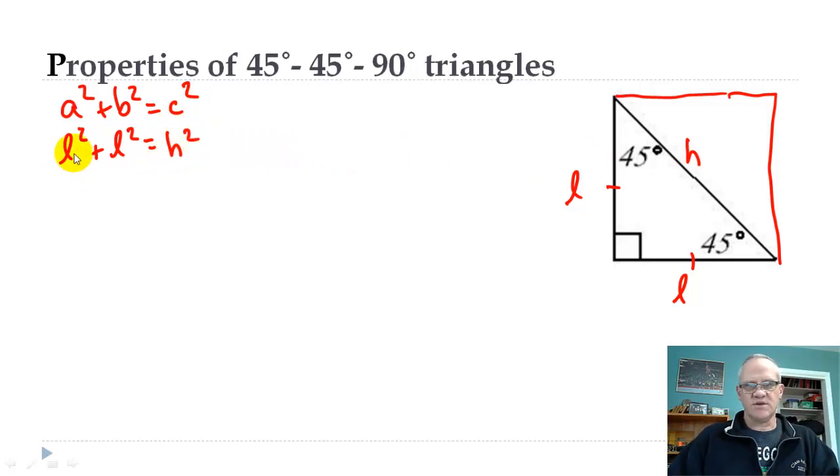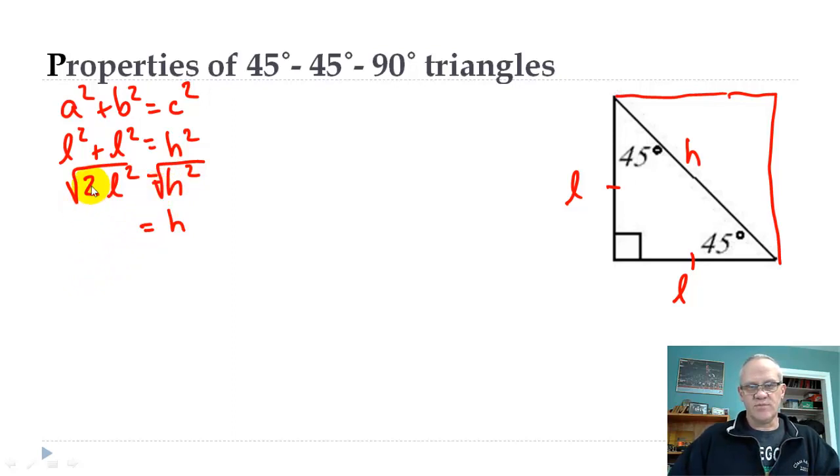Okay, well, what's L squared plus L squared? Well, I have one L squared. I add another L squared to it. I have two L squareds. And what I'm trying to do here is solve this for H to find out what H would equal. And so what's the opposite of squaring something? Taking the square root. So we'll take the square root of both sides, which leaves me with just H. The square cancels the square root.